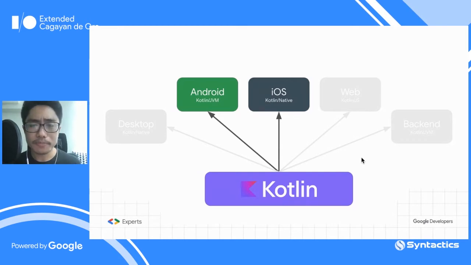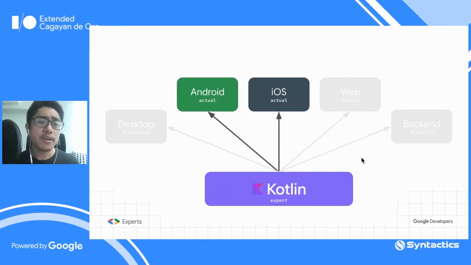So yeah, it can compile to JVM and to native, which allows us to use Kotlin on both of those platforms. But what's happening behind the scenes is they have this expect actual mechanism where in your Kotlin code, you're saying to Kotlin that, hey, I expect this from a platform, and in the platform implementations, you're just going to give them the actual code.